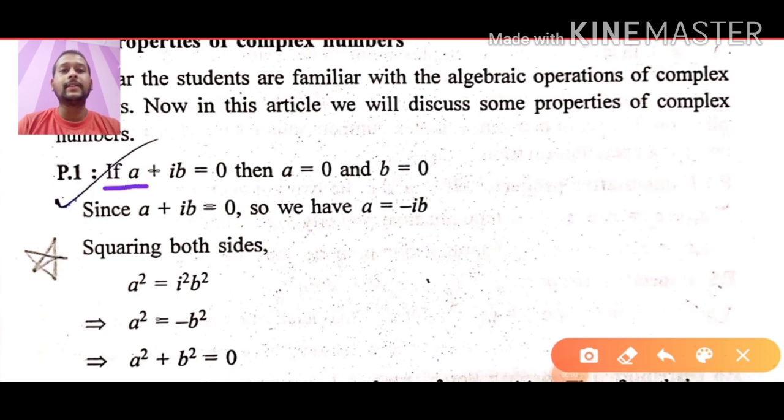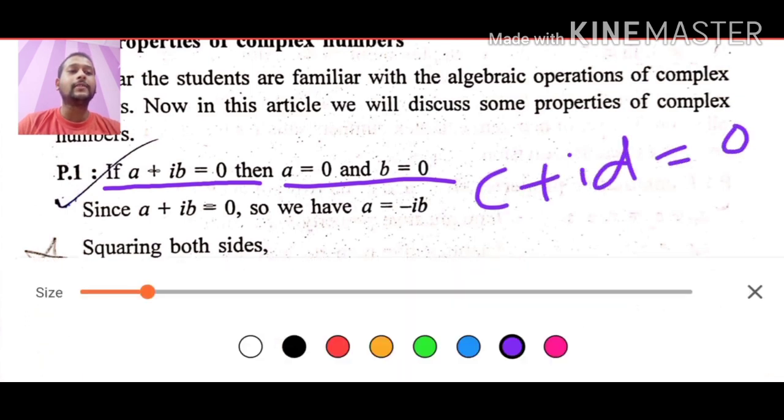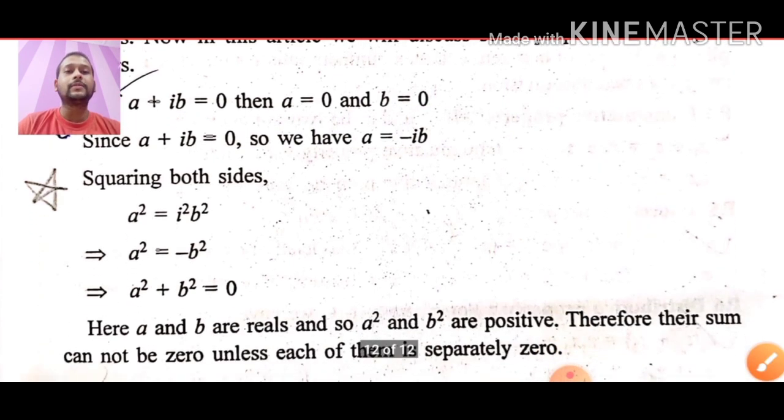It is given that if a plus ib is equal to 0, then a is equal to 0 and b is equal to 0. So that means if any complex number is equal to 0, then the real numbers within the complex number are 0 separately. So if c plus id is equal to 0, then it can only be 0 when c and d both are 0. The proof is given here.